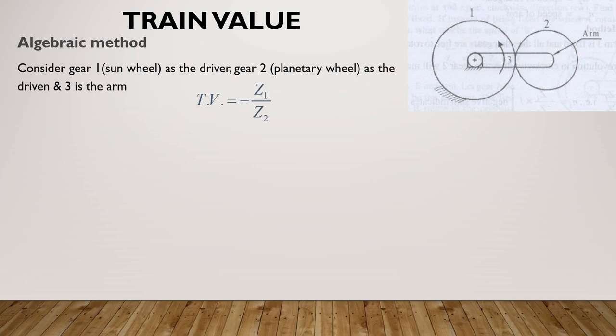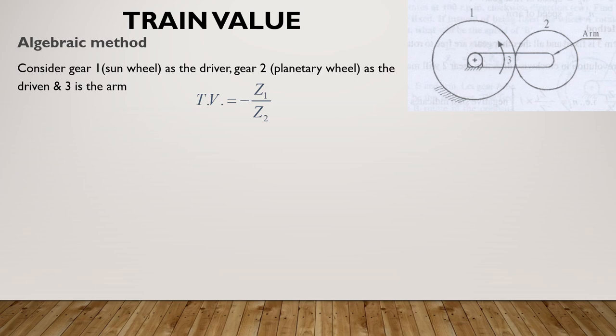Number of teeth in the driver gear, the number of teeth in the driven gear. As I already said, speed and number of teeth are inversely proportional. Now there is one more thing, that is a negative sign. Why has this negative sign been put here? As I already said, regarding the sense of rotation, we usually put this negative sign when two gears are rotating in opposite direction, correct?